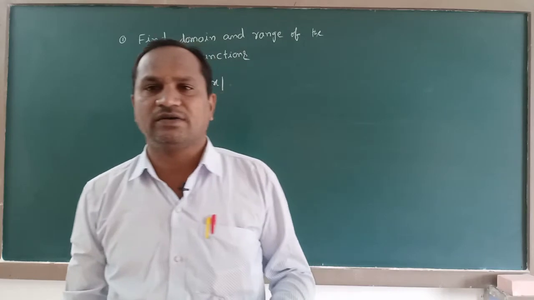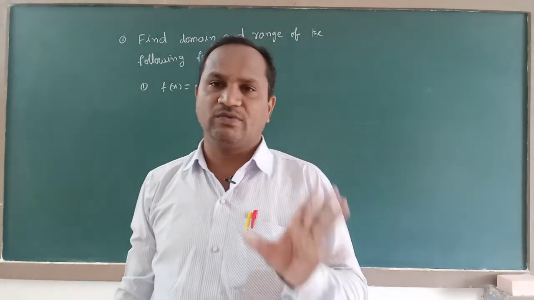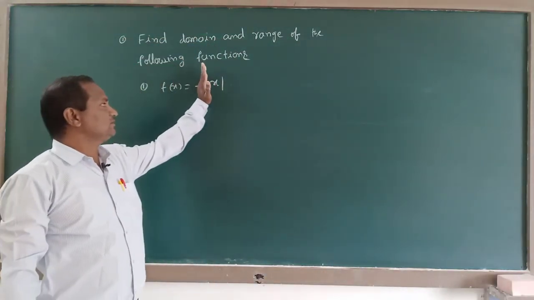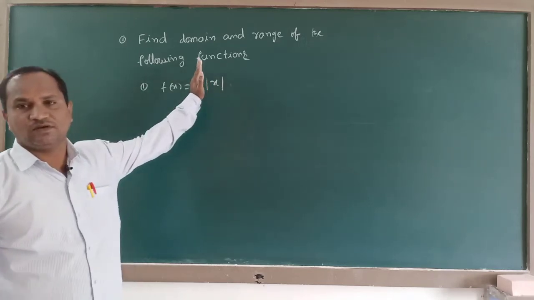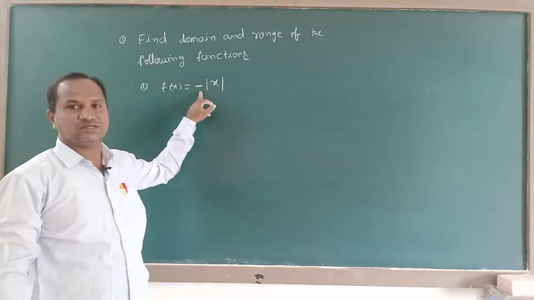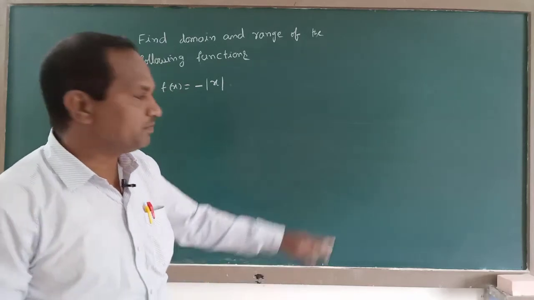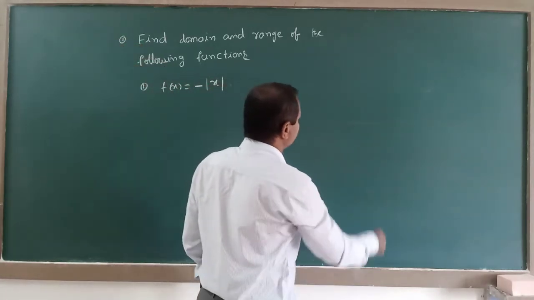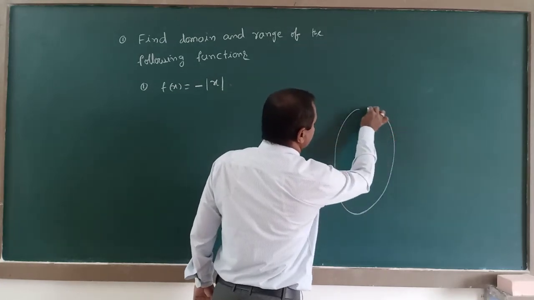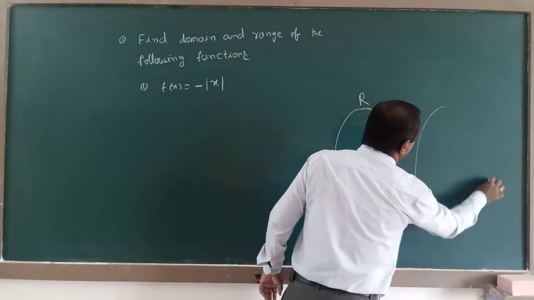Already we have discussed that in the case of modulus of x, the set of all real numbers is the domain. But here they give one more minus. Only plus modulus of x, without the minus, means the set of all non-negative real numbers. But once again, including the minus, we get the set of all negative real numbers and 0 here. How? I'll show you diagrammatically here. See here, it is the set of all real numbers, and here also you can take the set of all real numbers.